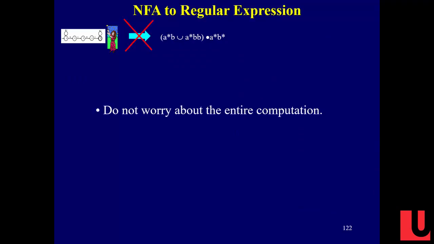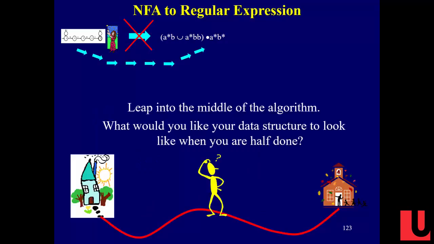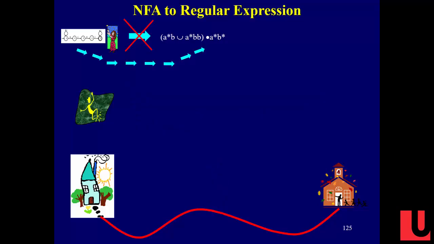All right, so again, we're going to make an iterative algorithm with a loop invariant. We want to go from an NFA to a regular expression, but we can't do it all in one step. So we're going to have intermediate steps, and we want a smooth, slow transition from the NFA to the regular expression. So we need to jump into the middle of the computation and see what our loop invariant is going to be.